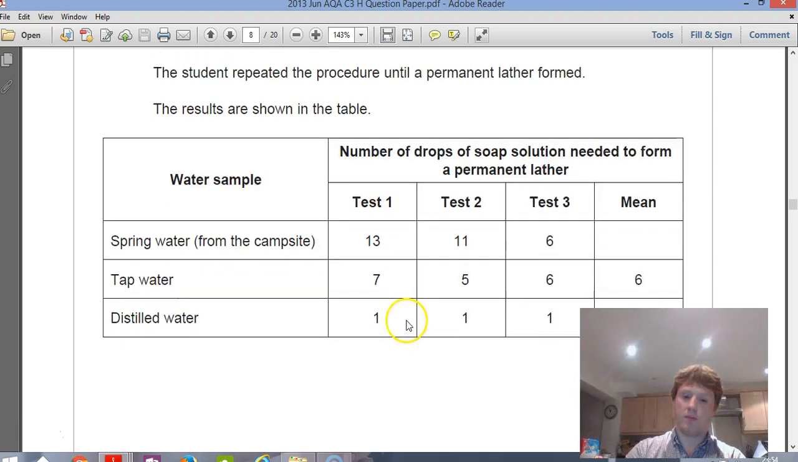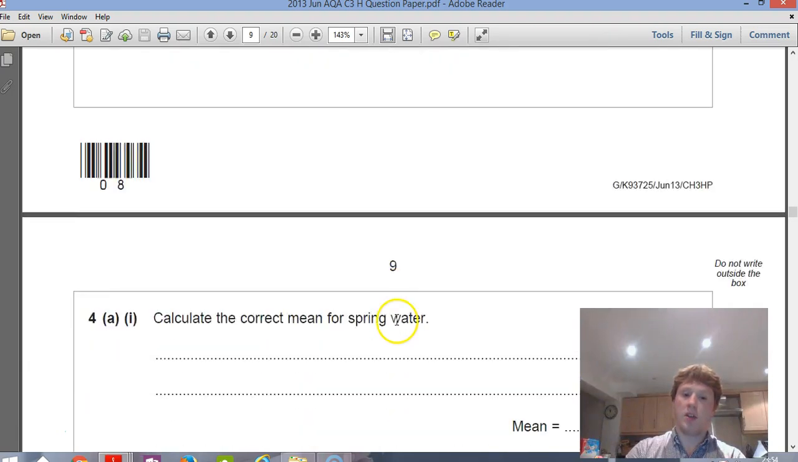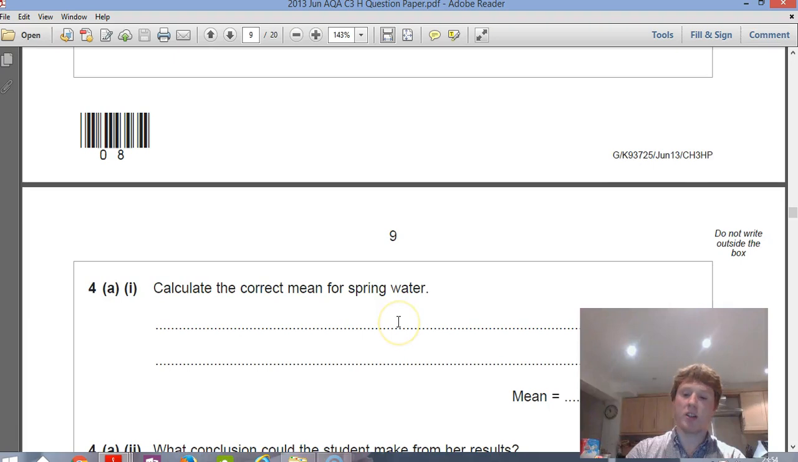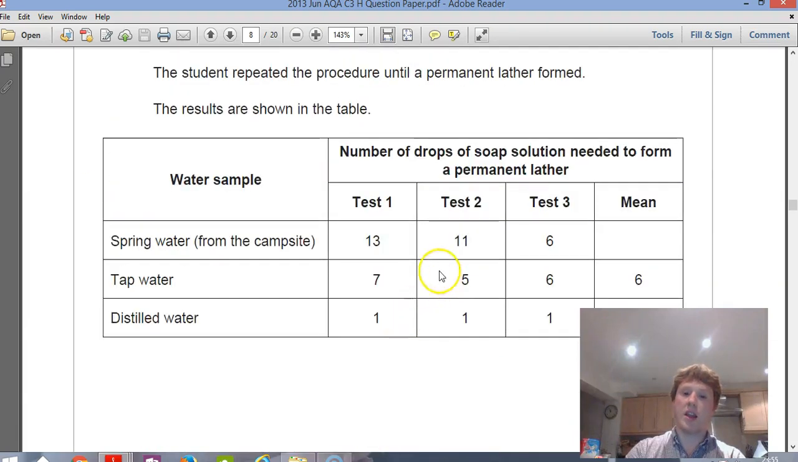Okay. Calculate the correct mean for the spring water. 2 marks. There you go. Those are your 3 numbers. Off you go.